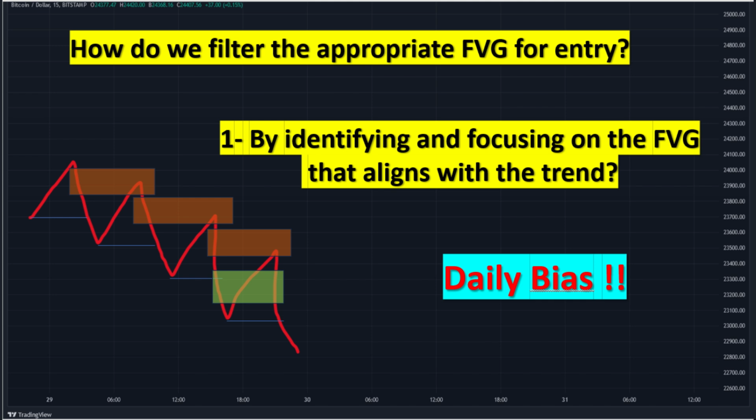We see that the market here is bearish. What determines this is the break of structure that always occurs during a price decline. The market continued and focused on the negative fair value gap that is in line with the trend. That's why we said you should focus on the fair value gap that accompanies the trend. That's why you should be aware of the daily bias.